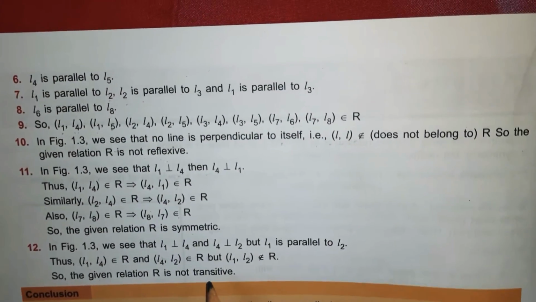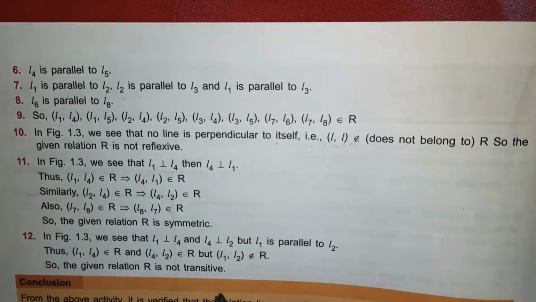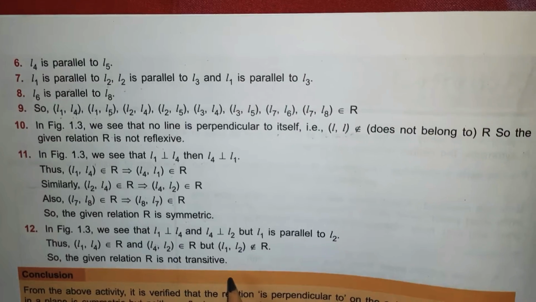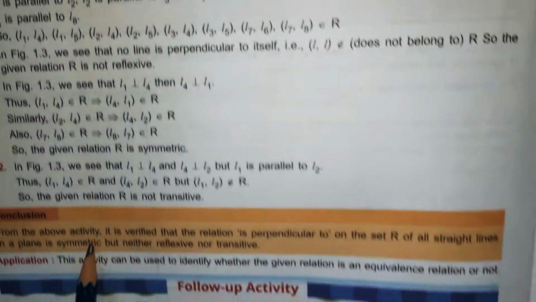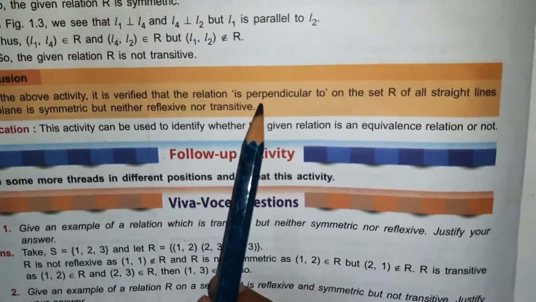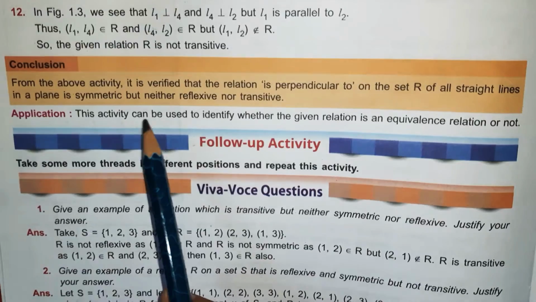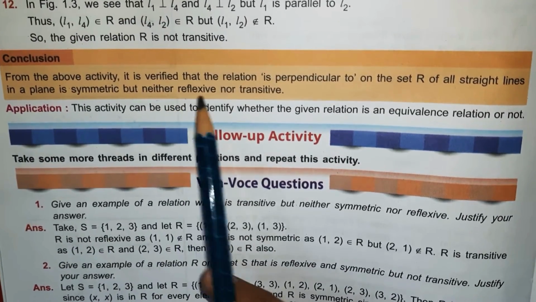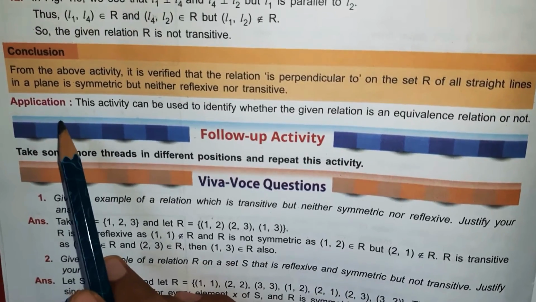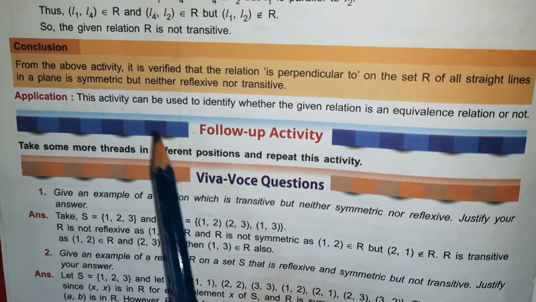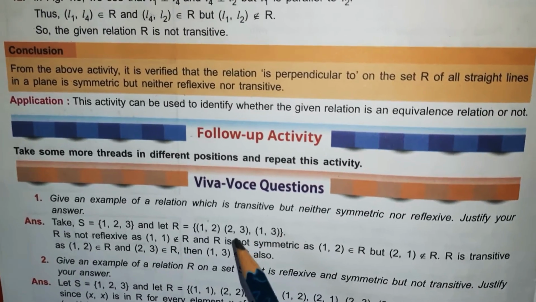So while writing the observation, you will be able to prove that this is not reflexive but symmetric and not transitive. Now, what is the conclusion? From the above activity, it is verified that the relation of perpendicular on a set R of all straight lines in a plane is symmetric but neither reflexive nor transitive. Now, if I talk about the application, you need to write that this activity can be used to identify whether the given relation is an equivalence relation or not.